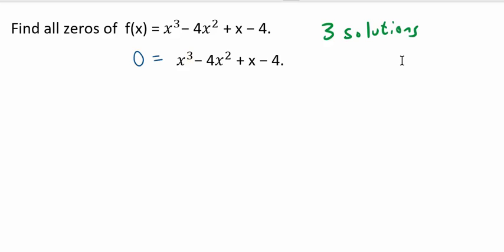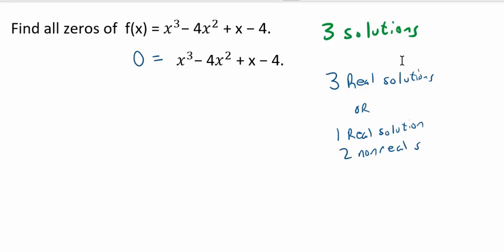But just because there's 3 solutions does not mean that all 3 solutions will show up when graphing the function on the real plane, because it's possible that 2 of the 3 solutions are not real. So 2 possibilities exist. Of my 3 solutions, we could get 3 real solutions, or since non-real solutions come in pairs, we could get 1 real solution and 2 non-real solutions.